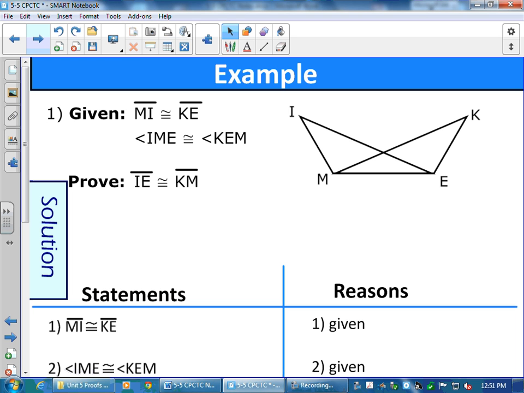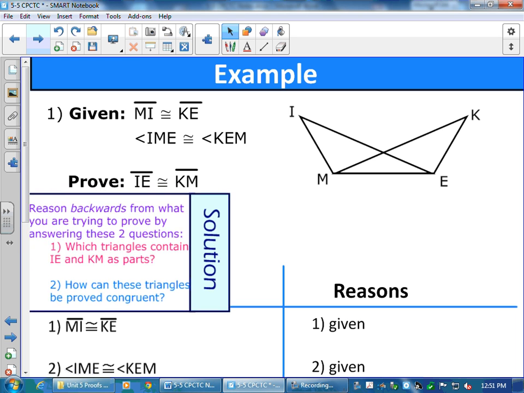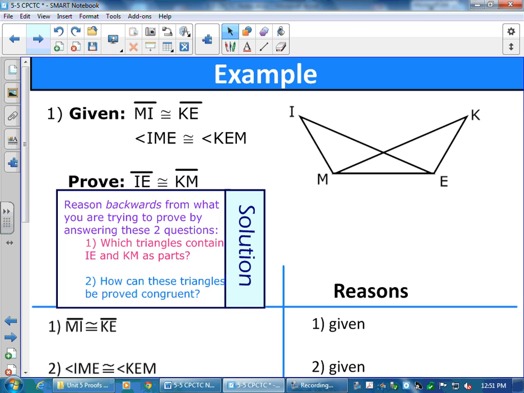So on your side, you have some hints. So let's look at these. I'd like you to write them down in the little box, because I think they're very helpful. So it says to reason backwards from what you are trying to prove by answering these two questions. So write this down. Which triangles contain IE and KM as parts?